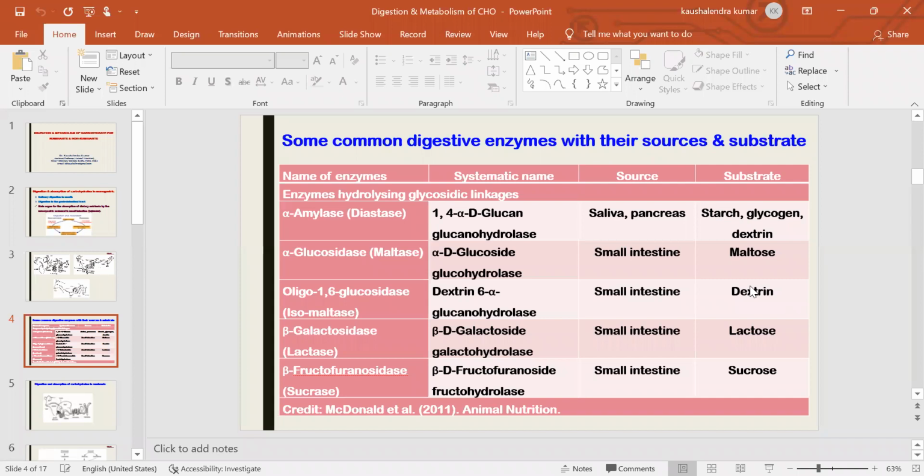And a small amount of disaccharides may be absorbed from the gut wall of the lumen, and the bulk of the dietary carbohydrate is absorbed as monosaccharide. Monosaccharide, disaccharide, polysaccharide, you already know. So maximum absorption of carbohydrate happens in monosaccharide form.